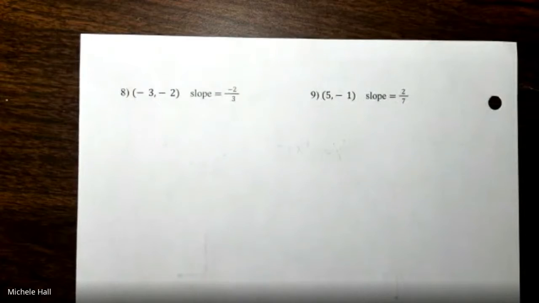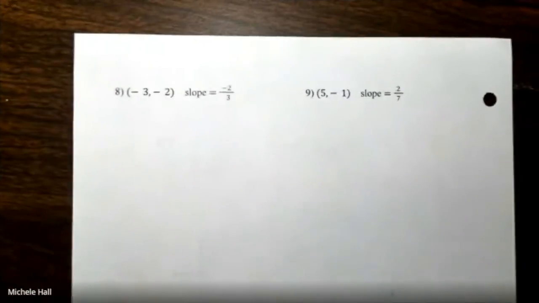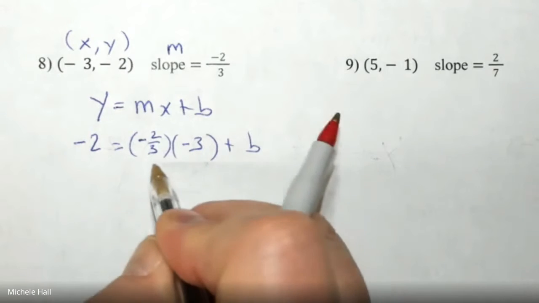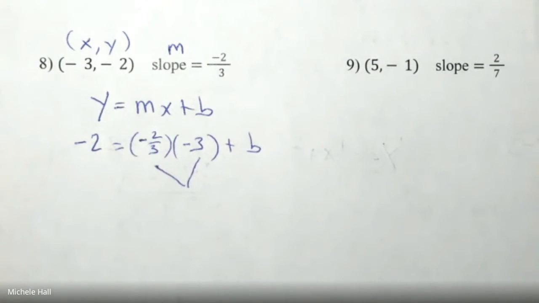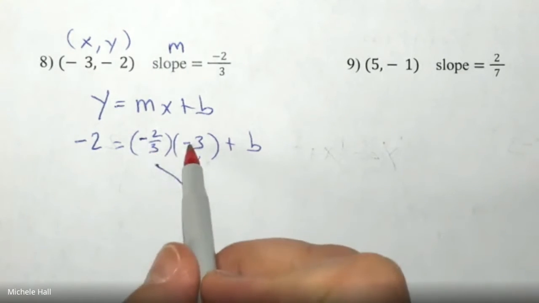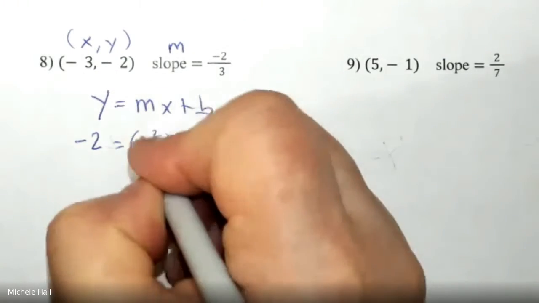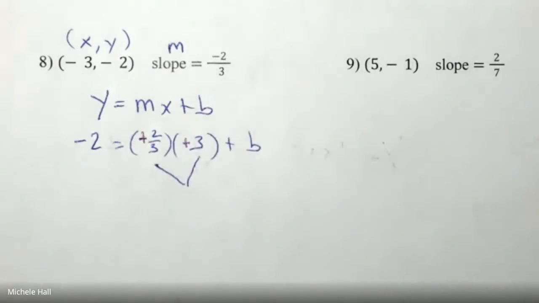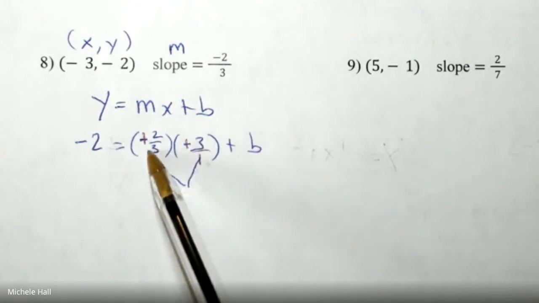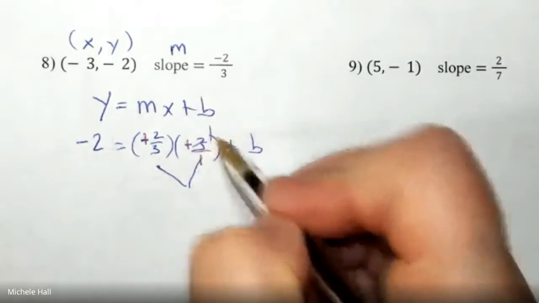Example 8, go ahead and pause the video and try this problem. We start by simplifying, multiplying -2/3 times -3. A negative times a negative is a positive. So I'm going to make those positive. I'm going to make my 3 a fraction, and then I'm going to look for that cross-canceling, numerator to denominator. I see I have a common factor of 3. 3 divided by 3 is 1.